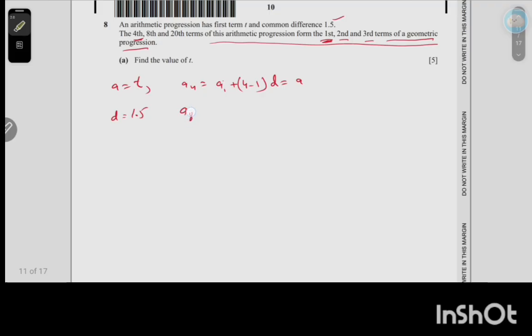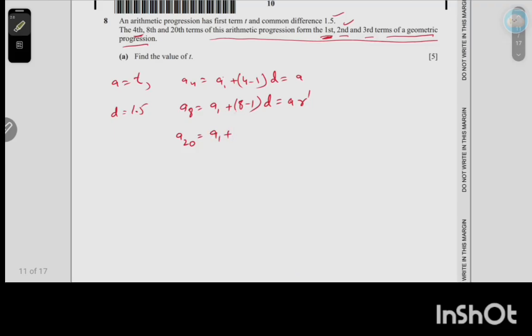Now a8 is 1 plus (8 minus 1) into d, which is equal to the second term. The second term is ar^1, geometric progression. Similarly, a20 is a1 plus (20 minus 1) into d, so it will be the third term, ar square.